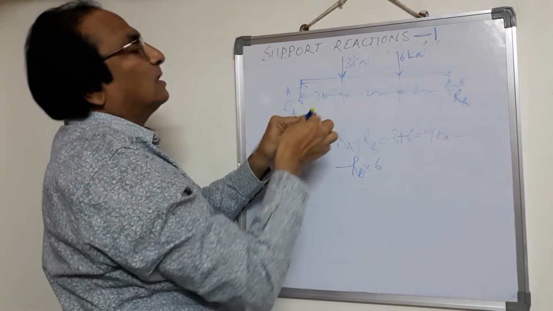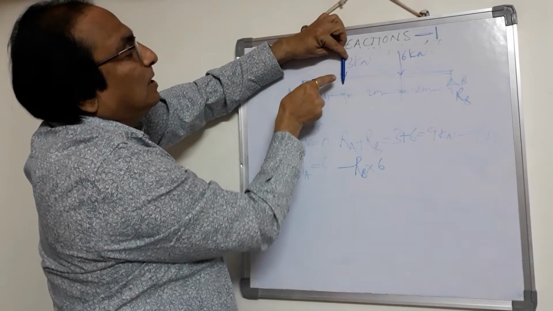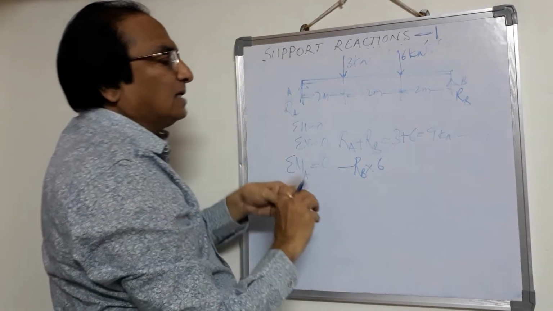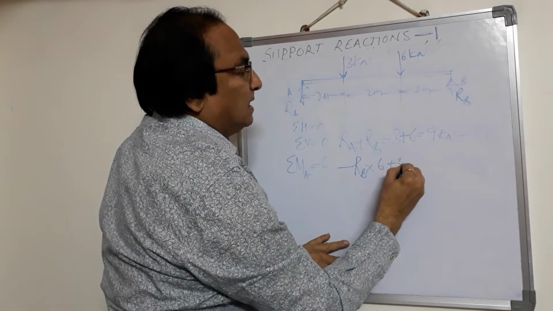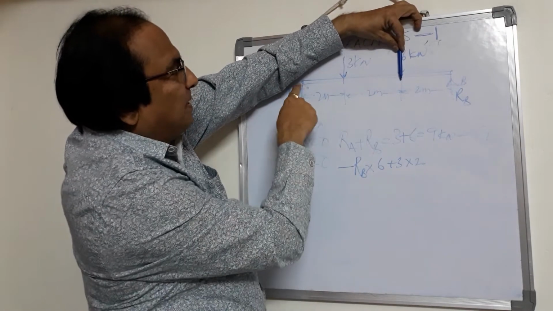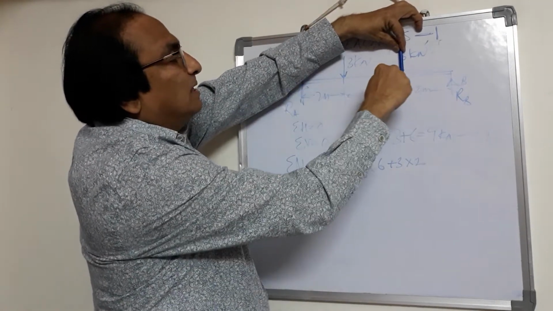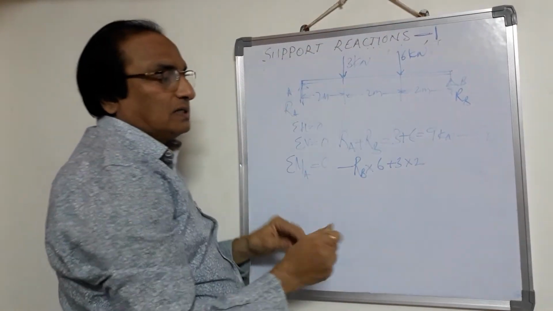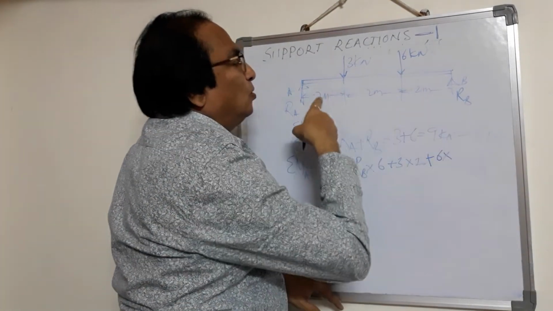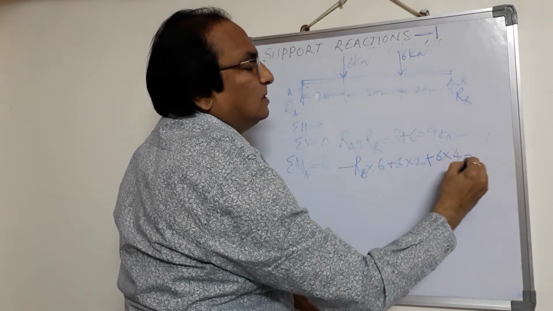Now coming to this 3 kilonewton load, it is acting vertically down, perpendicular distance is 2 meters, and this will rotate in clockwise direction. So plus 3 into 2. Now 6 kilonewton, perpendicular distance is 2 plus 2, 4 meters. This will also rotate in the clockwise direction. So clockwise is positive, plus 6 into 4. This is equal to 0.